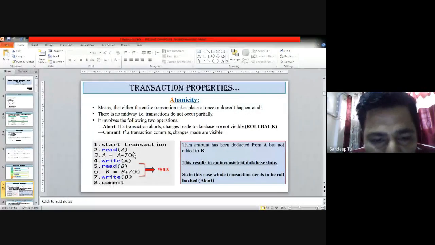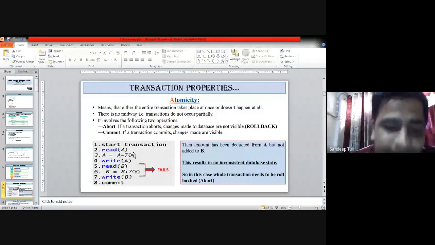Whenever the previous values and the last values are the same, it means it is a consistent state.